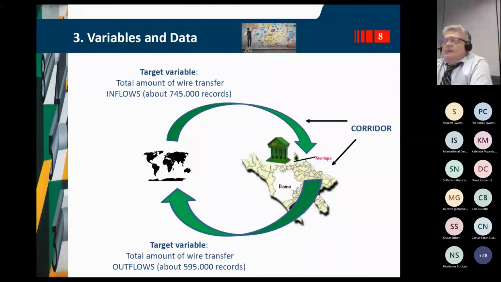The target variable is the total amount of wire transferred in a corridor. What is a corridor? The corridor is identified by three elements. The first is the country of origin or destination of the flow. The second and the third are the bank and the municipality of destination or origin of the flow. As you can see, it's a huge number of corridors, about 750,000 for incoming flows, and about 600,000 for the outgoing flows.